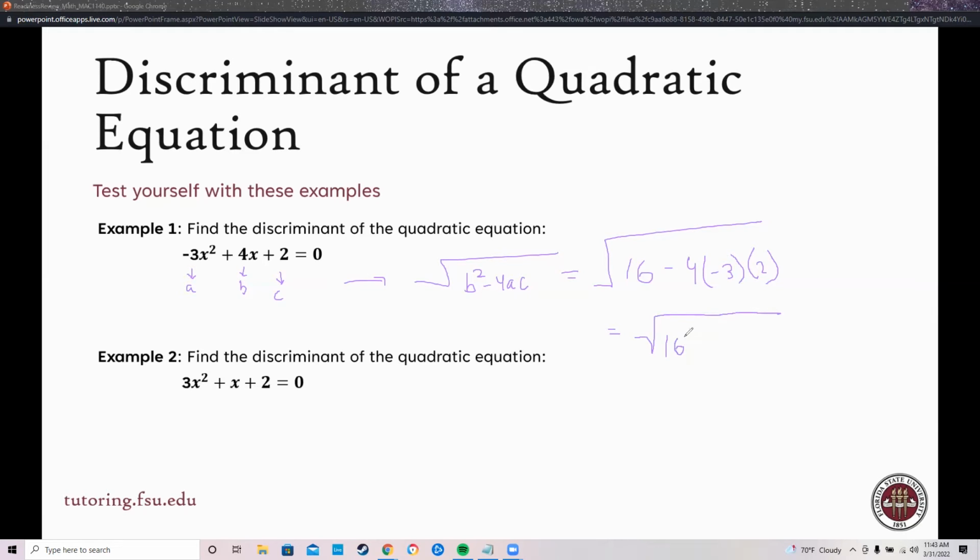16. This is 2 times 4 is 8, and 8 times 3 is 24. So with the -3, this would be plus 24, and 24 plus 16 is 40. So this discriminant is the square root of 40. I would go ahead and practice yourself on example 2 before I click over and see what we've got.